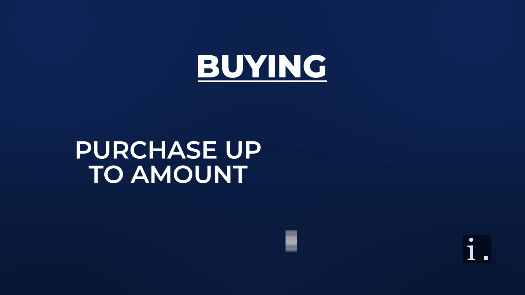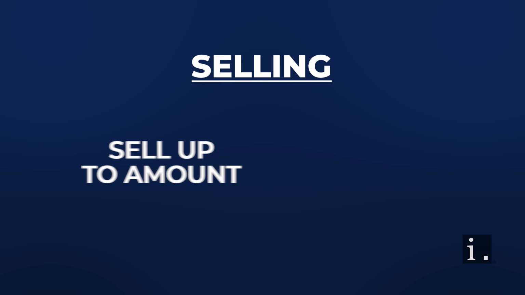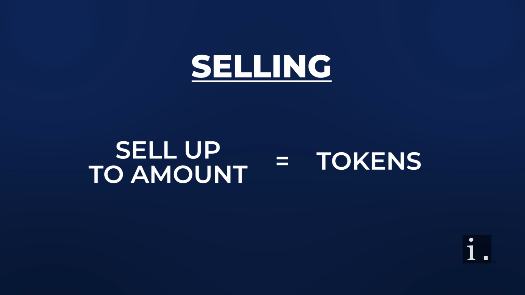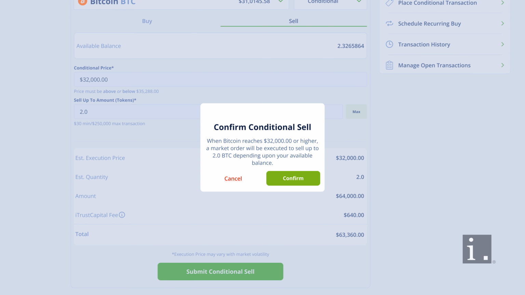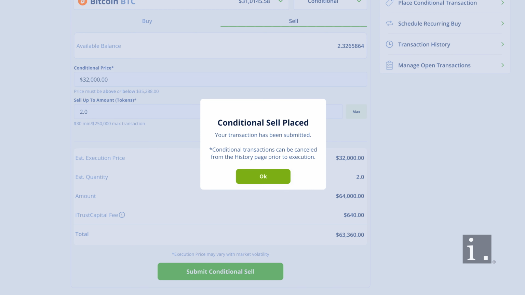Just to recap, when you're buying, the purchase up to amount will be in USD. When you're selling, the sell up to amount will be in tokens. The rest of the process is the same, with the button now stating Submit Conditional Sell. After confirming, you can select OK to navigate back to your dashboard.